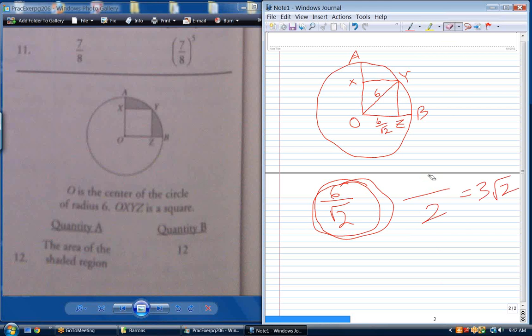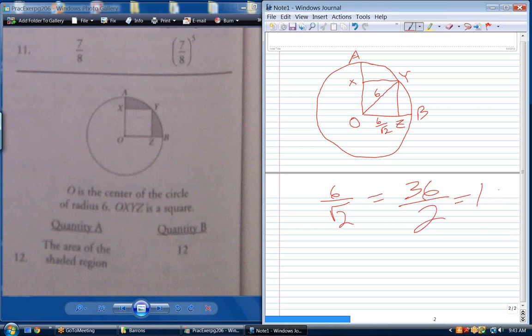But in our case here, there's no need to take that extra step, because the very next step of your problem is what? We're going to square it. Right. So when we square it, we get 36 over 2, which is 18. So the area of the square is 18.